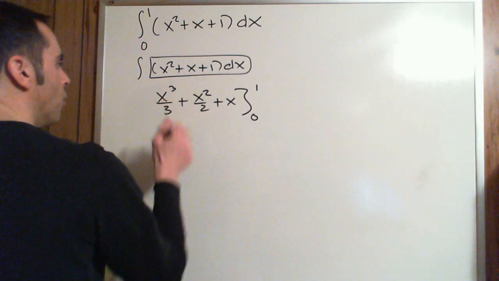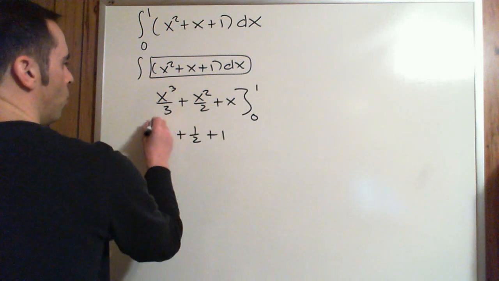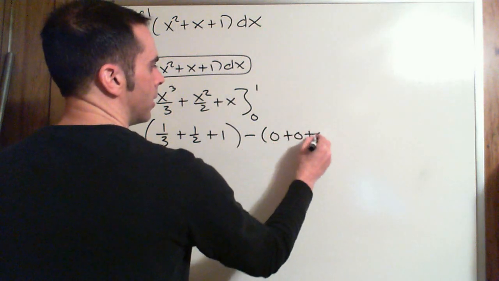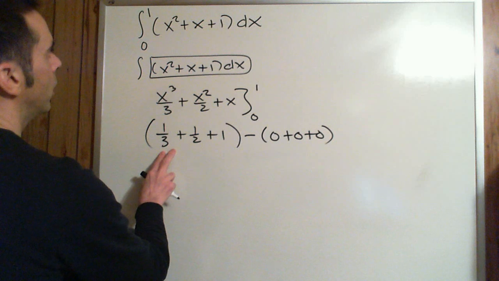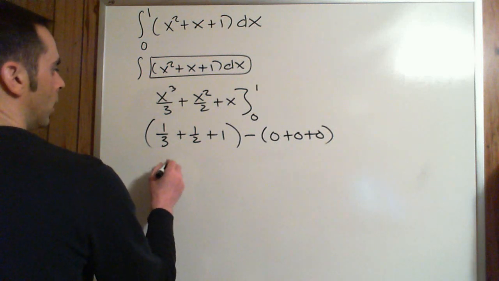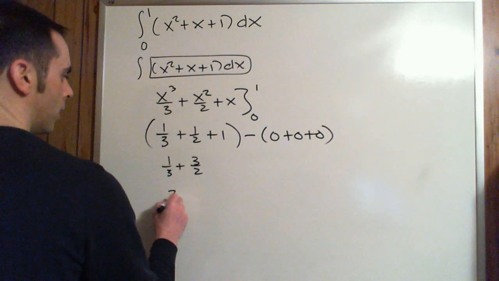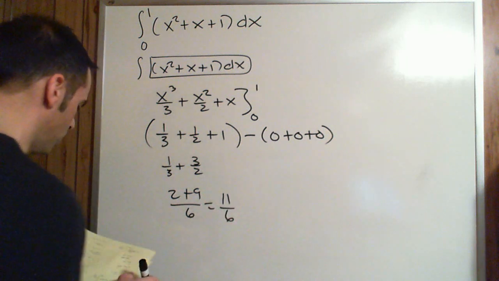So we're going to put 1 in first and get 1/3 plus 1/2 plus 1, minus putting 0 into all of that, which is just 0. And then I'll just add 1/3, 1/2 plus 1, getting a common denominator here. You can do the shortcut, 2 plus 9 over 6, which is 11 over 6.